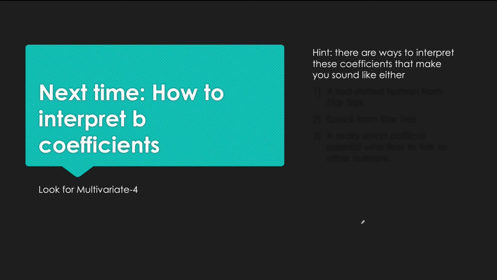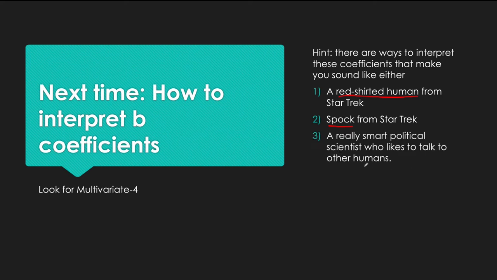Just as a little hint to you, there are ways in which to interpret these coefficients that make you sound either like a red-shirted human from Star Trek. For those of you who are familiar with this particular show, that means your lifespan is short. Secondly, you have ways to interpret these coefficients that make you sound like Spock from Star Trek. And finally, there are ways in which you can interpret these coefficients that make you sound like a really smart political scientist who likes to talk to other humans. The choice is yours.